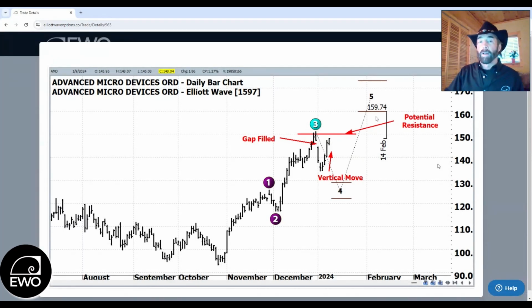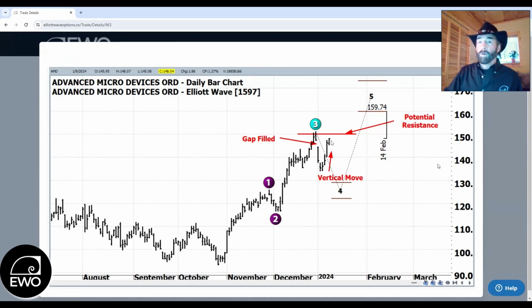And I get asked that a lot as well. Why did you close the trade out before you hit the target price? So that bears some conversation as well, I think. One thing is that we filled that gap right there, and we were nearing what could have been some resistance there at the high of the previous wave three, and that was right around 150.